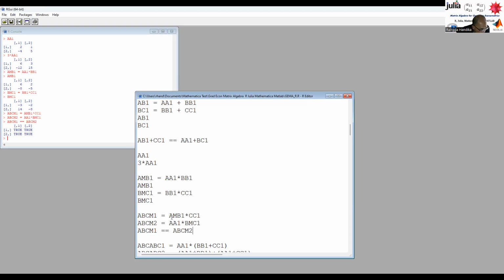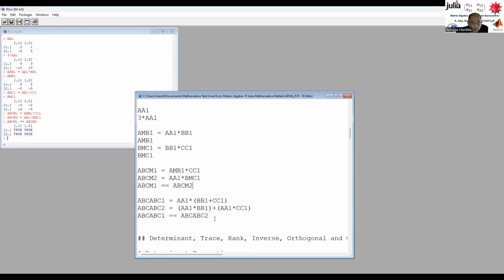We can see the name is, wait, let's see. Okay, so yeah, so this is the associative and distributive. So you can see also here. So the true means the same here. Okay. So associative and distributive. Even the multiplication is not commutative.